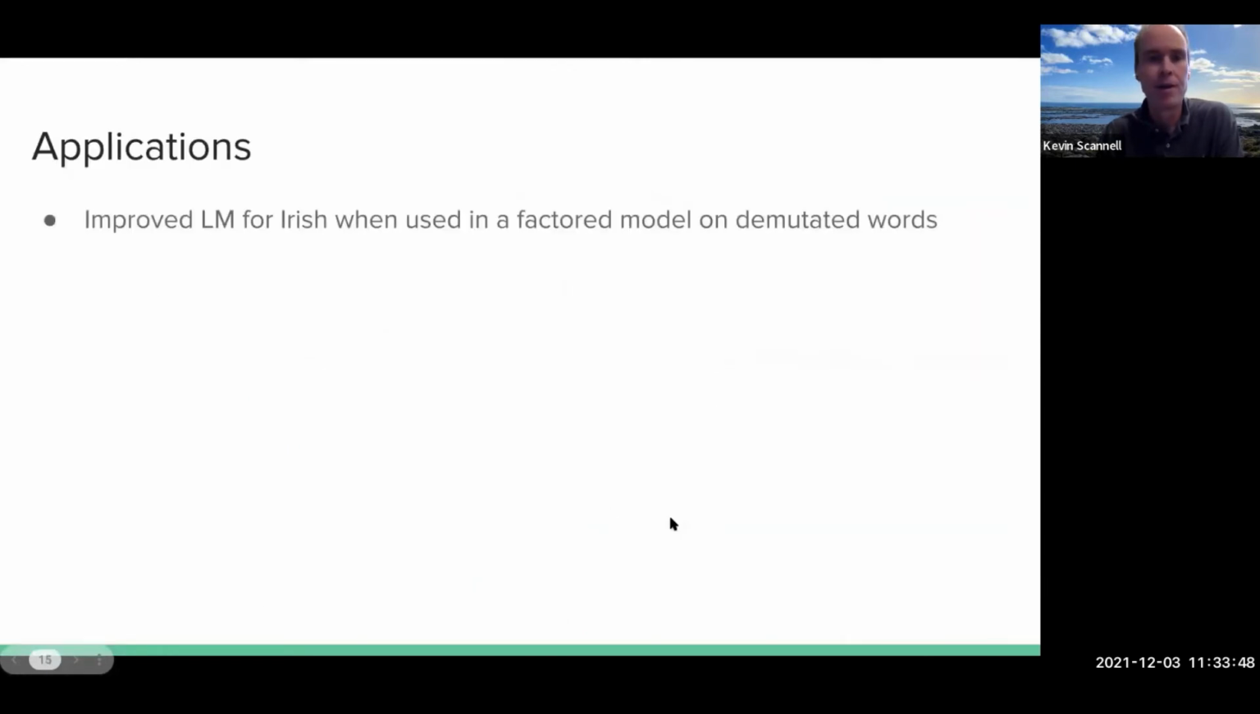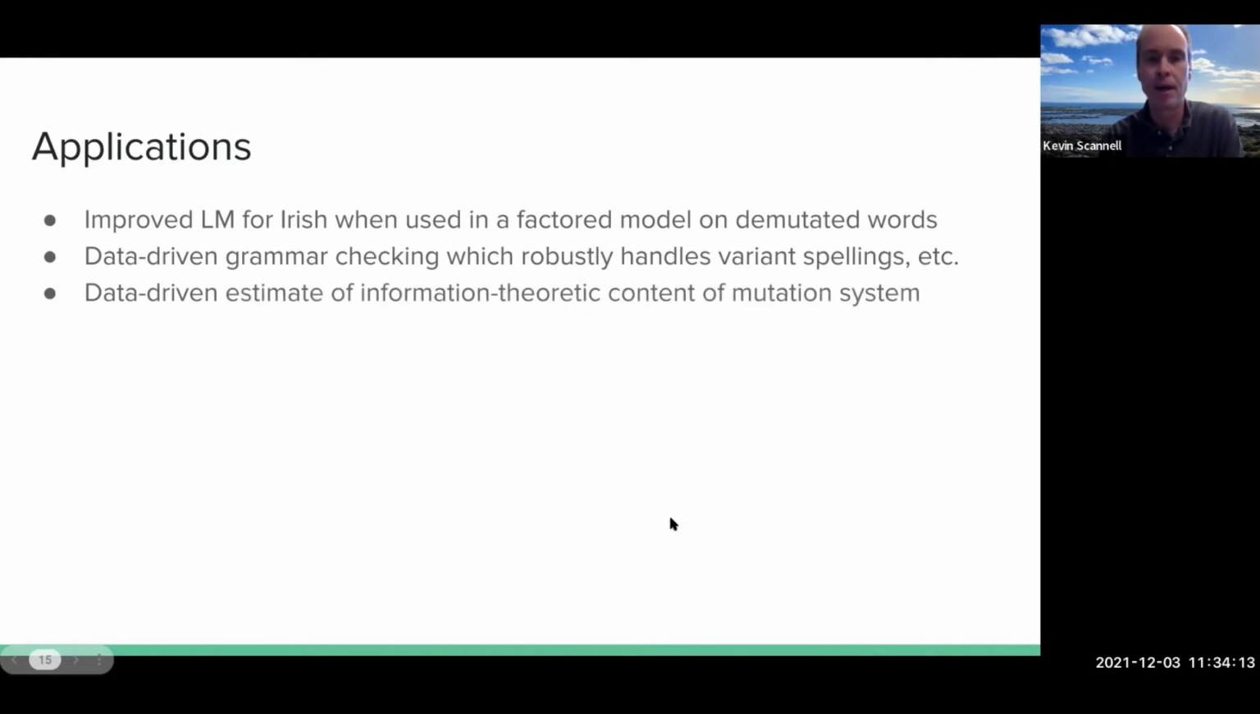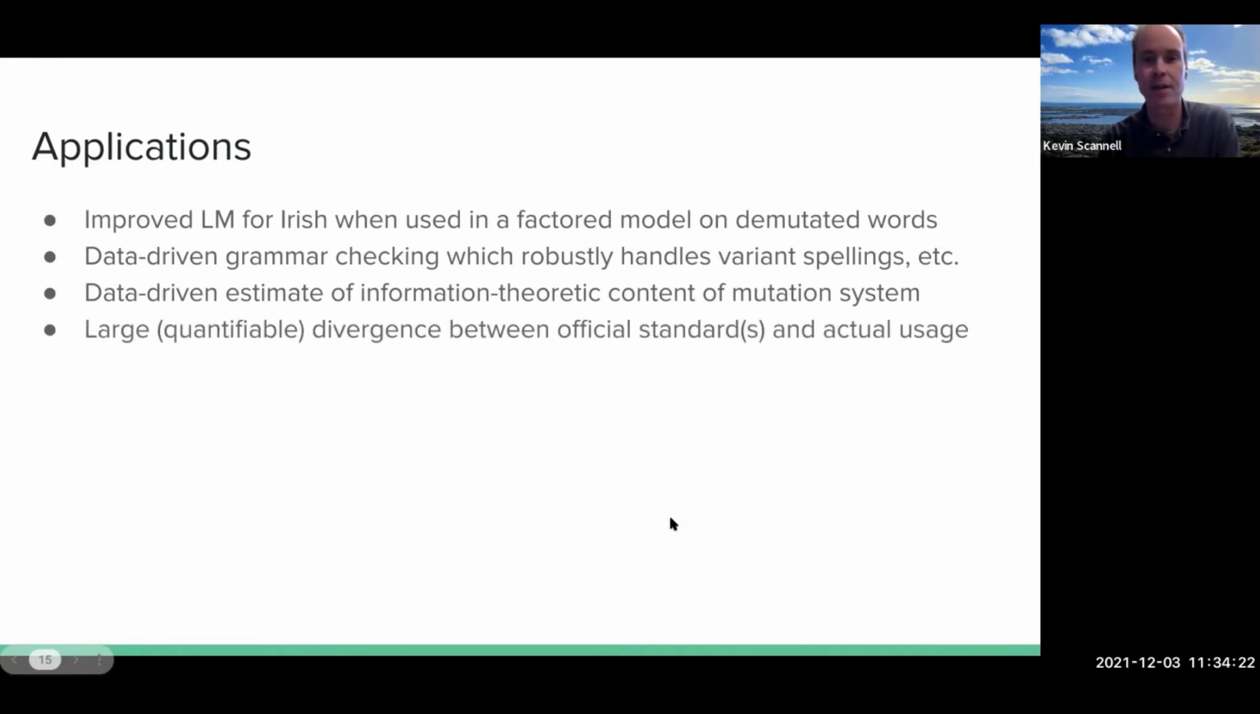All right. So this is useful, I said, for language modeling. That was the main reason why I was interested in these probability predictions. My original motivation, and the one I've thought about for a long time, is: can you use this for grammar checking, right? For a learner, when they make a mistake, to accurately diagnose that mistake. It also gives us some estimate of how much information is carried by the mutation system, which I think is interesting. I'll have a follow-up slide on that in a second.